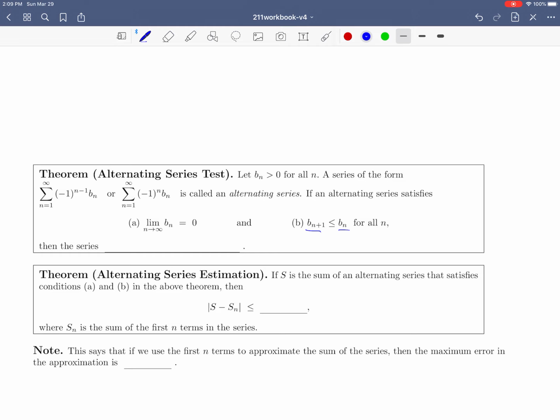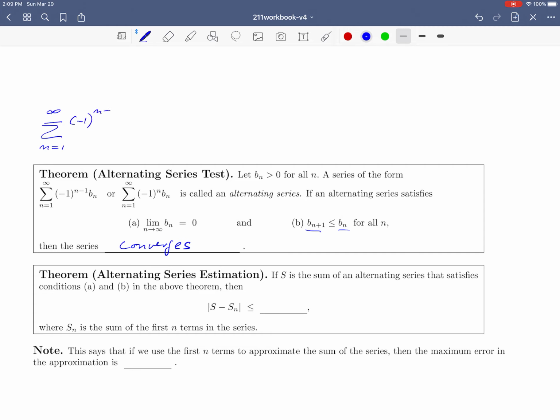And if an alternating series satisfies the two conditions, that the limit as n goes to infinity of Bn is equal to 0, and that successive terms get smaller, so Bn plus 1 is less than or equal to Bn for all n, then the series converges.